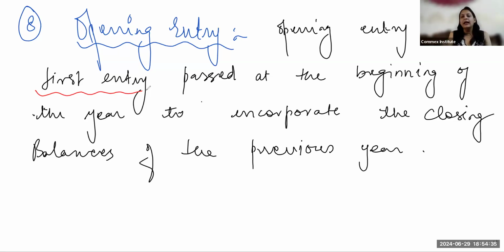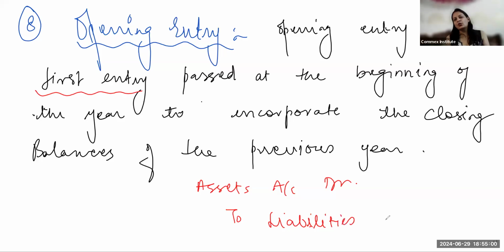And this is a very simple entry. We debit all the assets accounts separately. Assets accounts are debited one by one, like my cash account debit, my bank account debit, debtors account debit with names, Vijay account debit, Asha account debit, whatever. All the assets accounts are debited and all the liabilities accounts are credited.